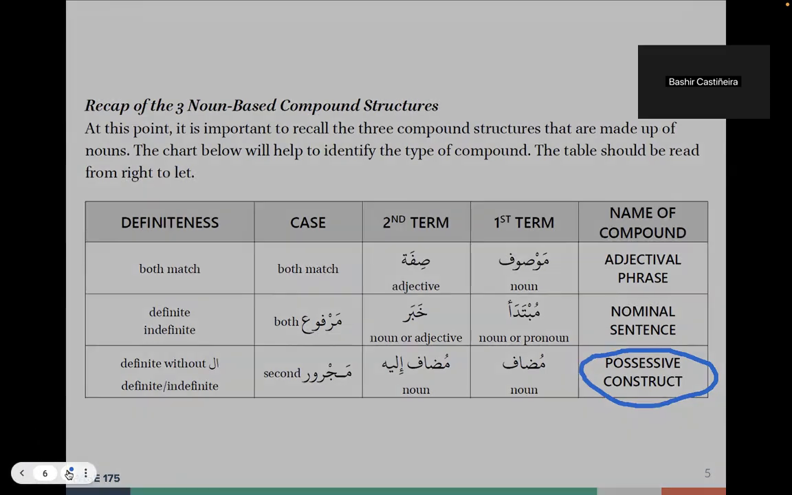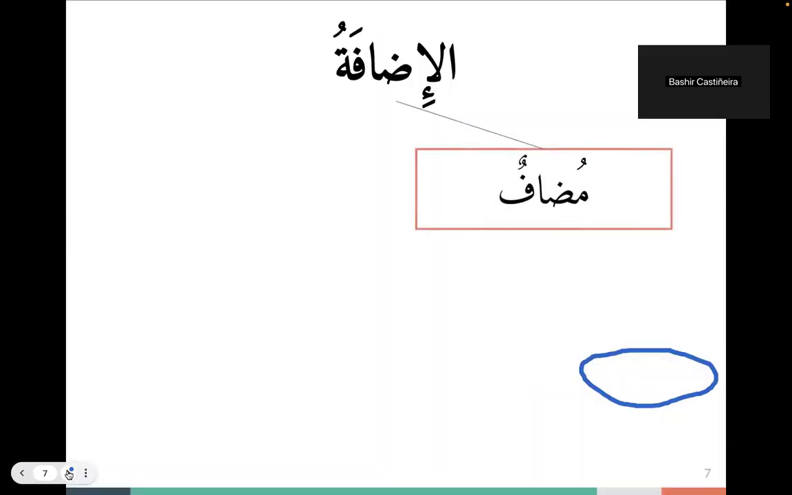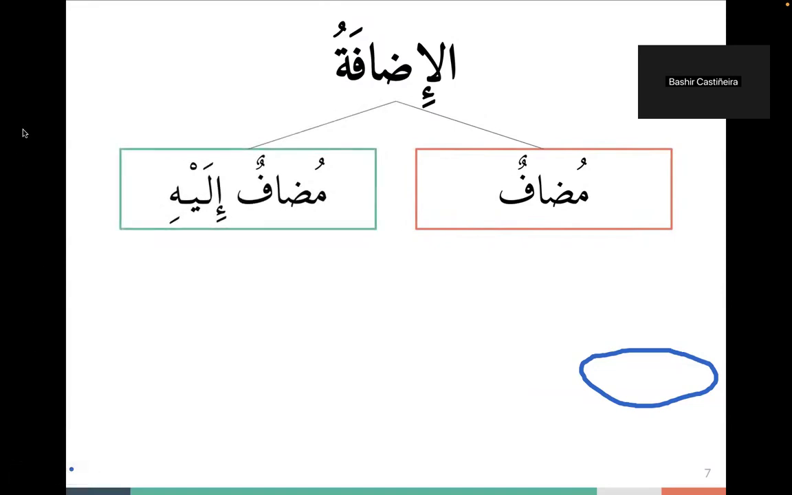Here there's a chart that will make this very easy. Bismillah. Al-idafa. It has two parts, two nouns. Here in the red box on the right, you can see al-mudaf. Here on the left, mudaf ilayh in the green box. So what is necessary for the mudaf?